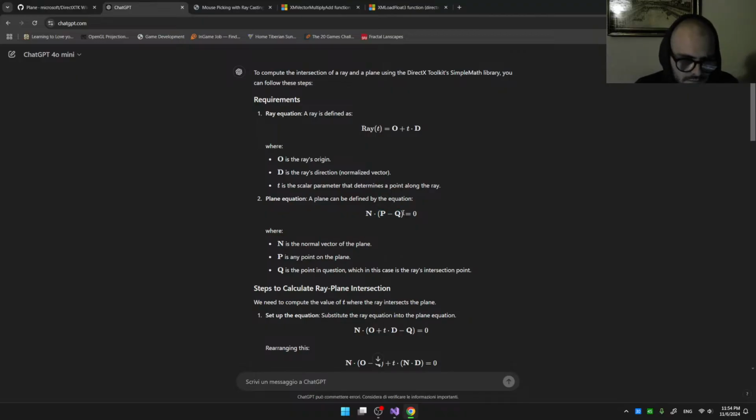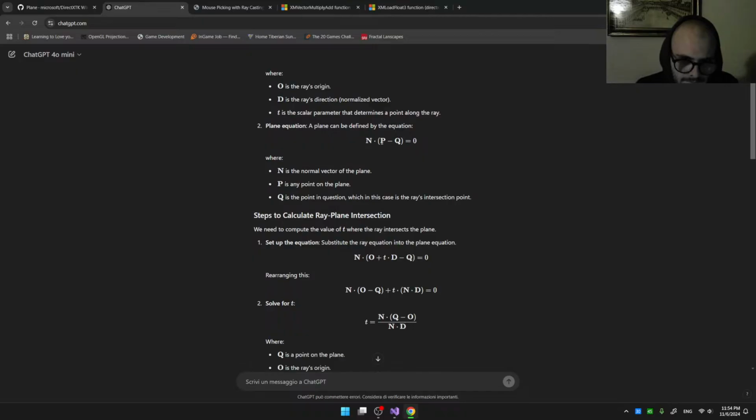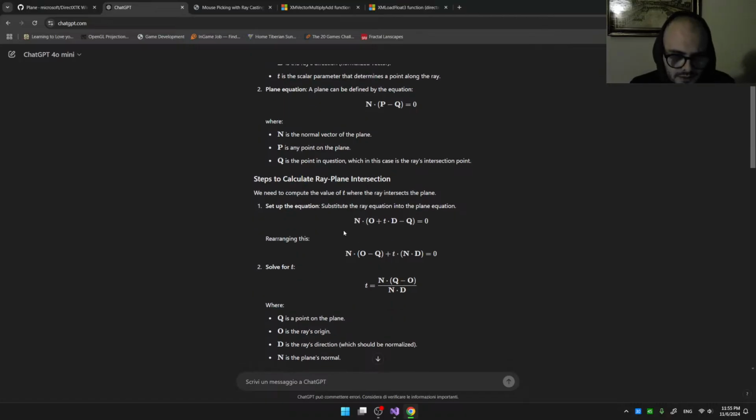P minus Q and Q minus P are the same thing. Or better, they're not the same thing, but they have the same direction, so it doesn't really matter here. If I take 2 points in space, the vector that goes from the first one to the second one and the vector that goes from the second one to the first one have the same direction. The only thing that changes is the sign.